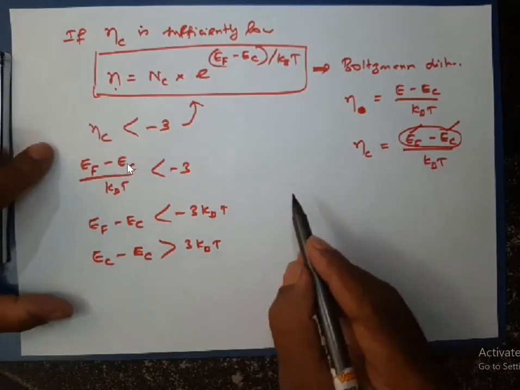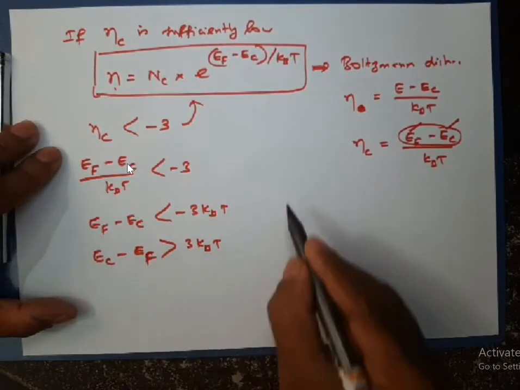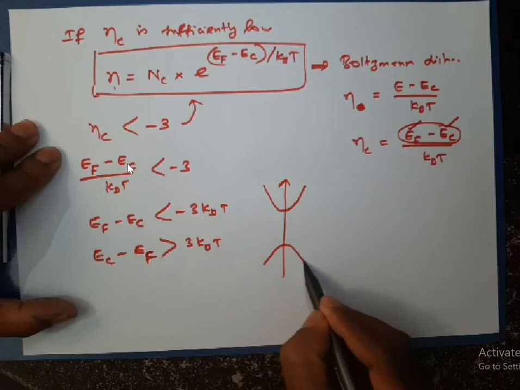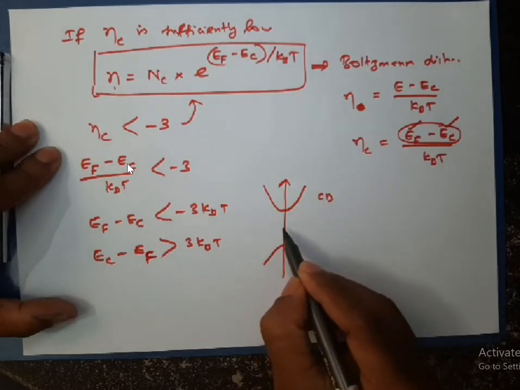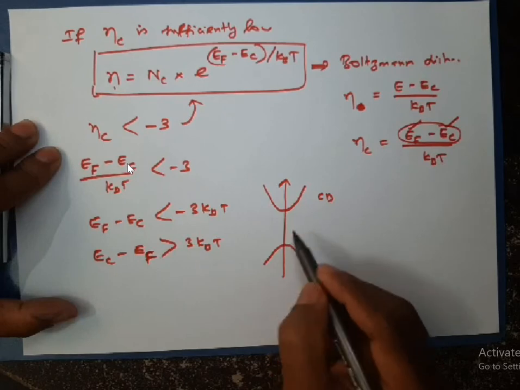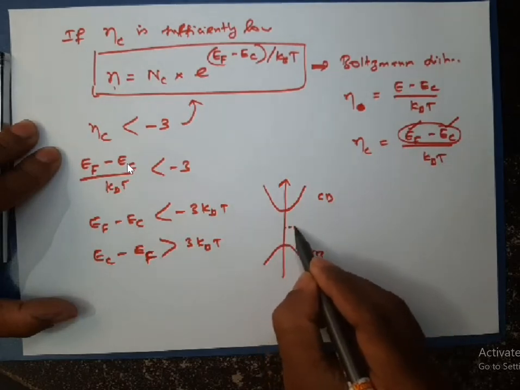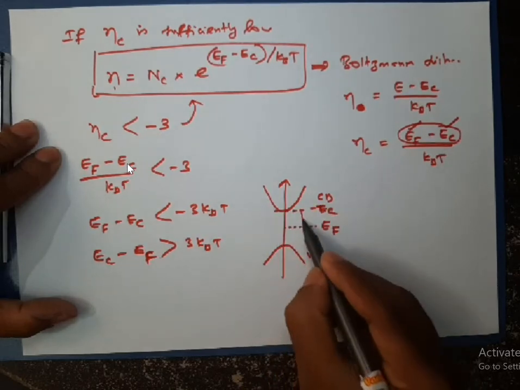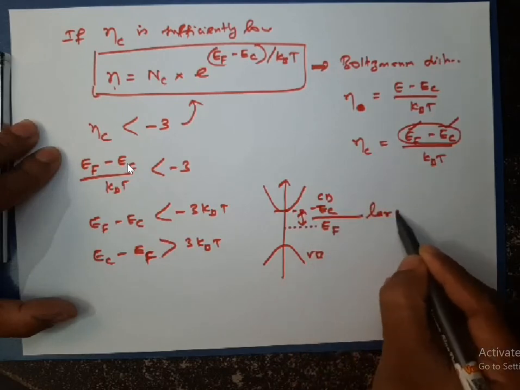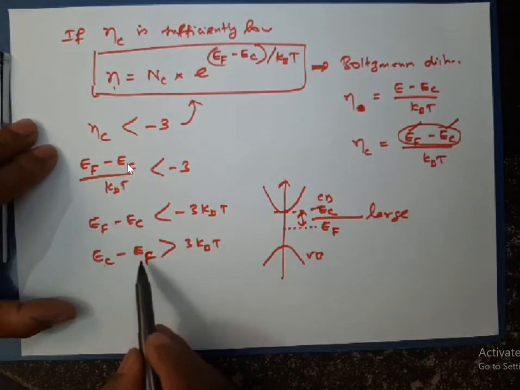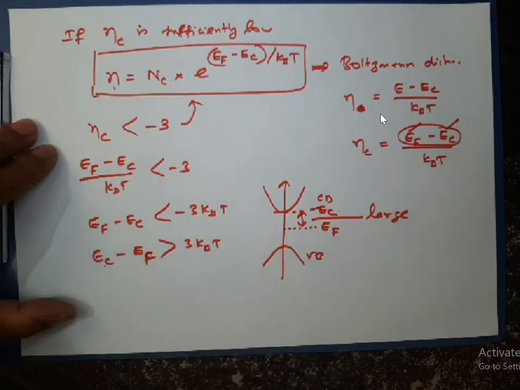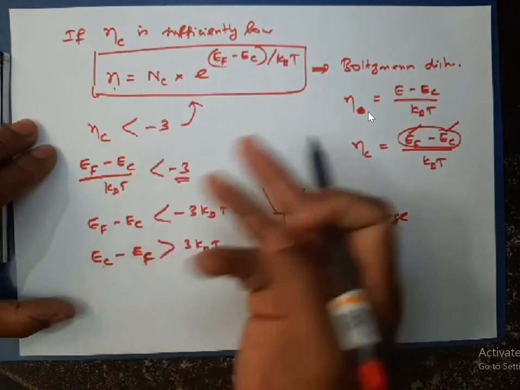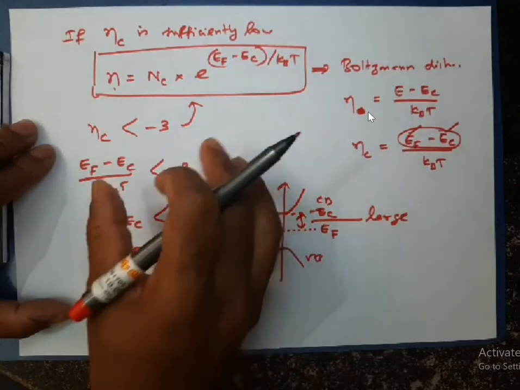What's the meaning? The meaning is about EC minus EF. In semiconductors, this is the conduction band and this is the valence band. The Fermi energy usually appears between the conduction band and valence band. Suppose this is the Fermi energy EF and this is EC. If this gap, EC minus EF, is greater than 3 times kBT, see, I have taken this minus 3 just like that, but depending upon the material this value will change. Just for understanding purposes, I have taken this value.